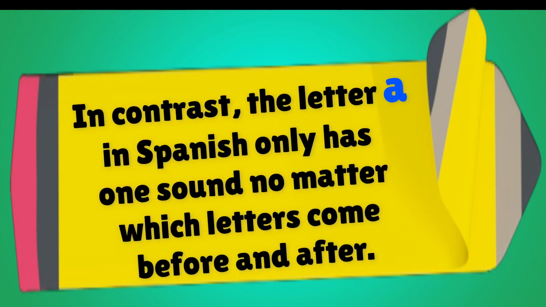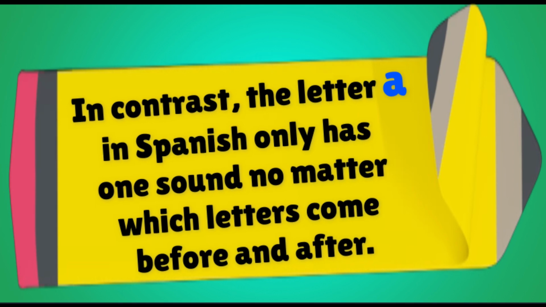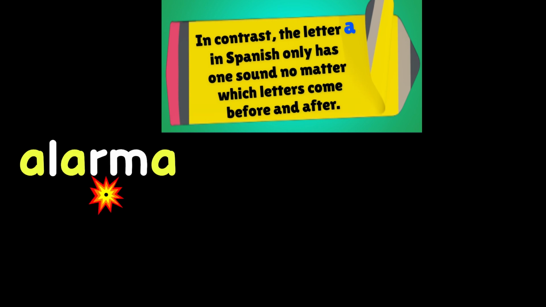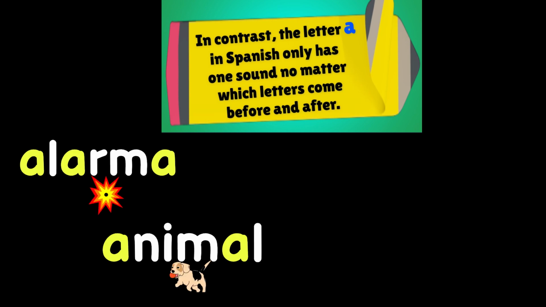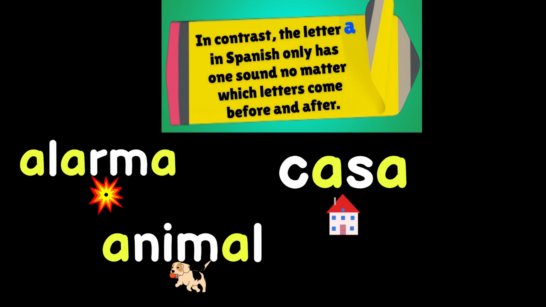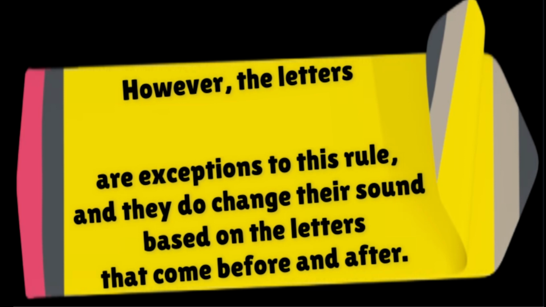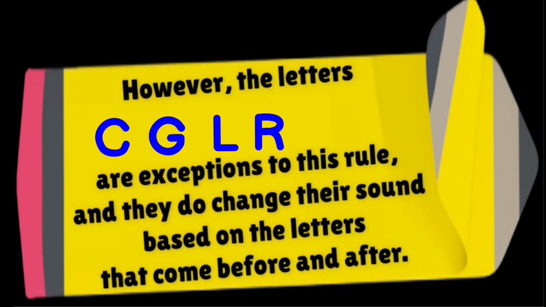In contrast, the letter A in Spanish only has one sound, no matter which letters come before and after. Here are a few examples: alarma, animal, casa, pato. However, the letters C, G, L, R, X, and Y are exceptions to this rule, and they do change their sound based on the letters that come before and after.